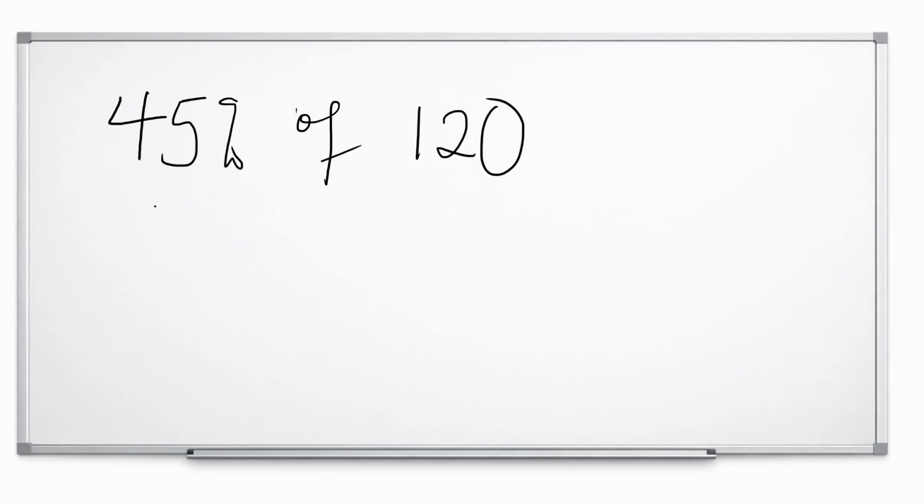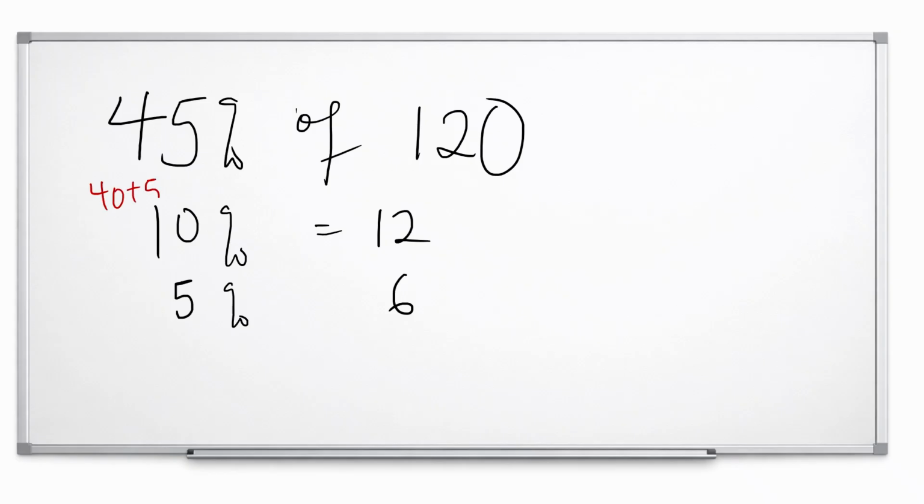Now, let me do this. 10% of this is 12. Okay? 10% of 120 is 12. And 5% of 12 is equals to what? 6, which is half of 12. Now, using the same technique here, to make 40, because 45 is 40 plus 5. To make 40, multiply this by 4, which is going to give you 48. So just add it to 6. And this is going to give you 54.